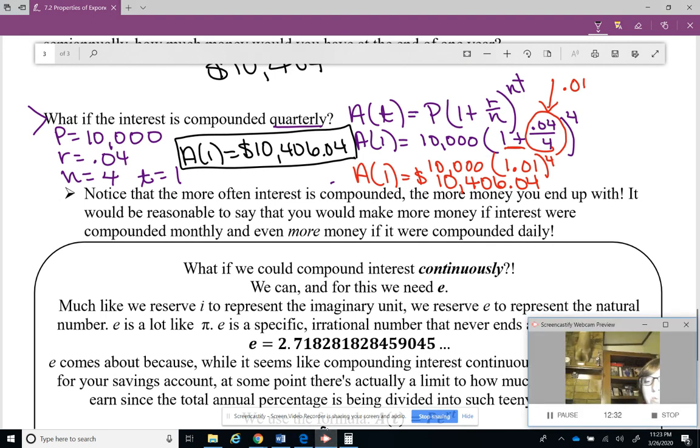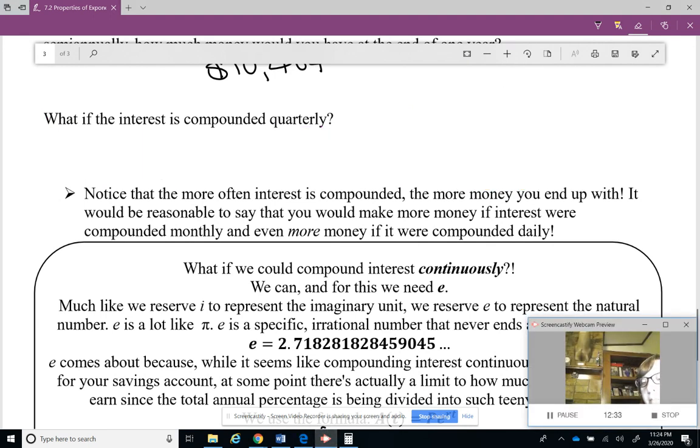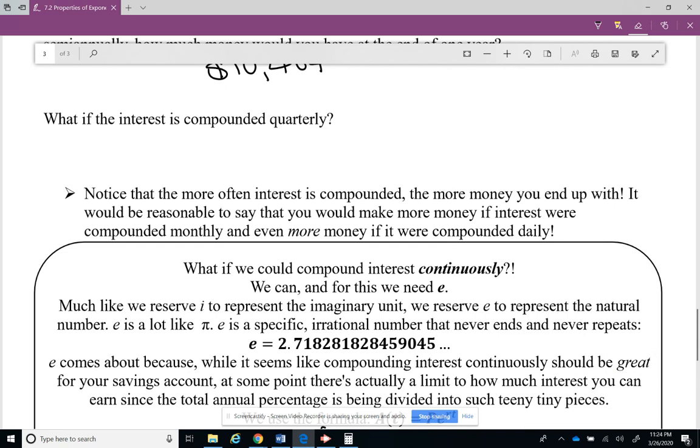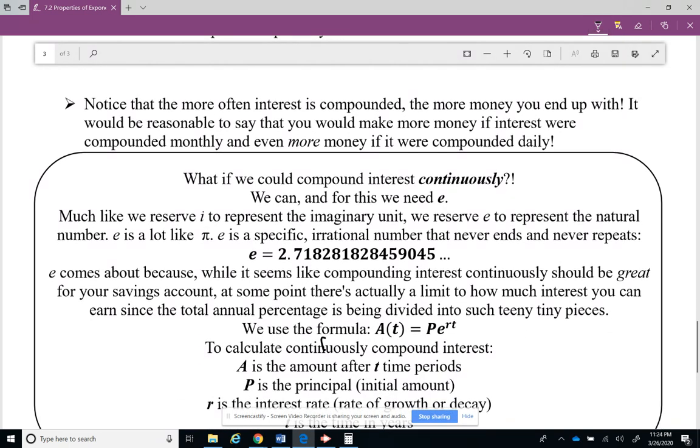All right, let me erase my screen. All right, we're going to start back. I just want you to go to where it says notice, and I didn't want it to be so scattered. Notice that the more often interest is compounded, the more money you end up with. It would be reasonable to say that you would make more money if the interest were compounded monthly, and you would make even more money if it was compounded daily.